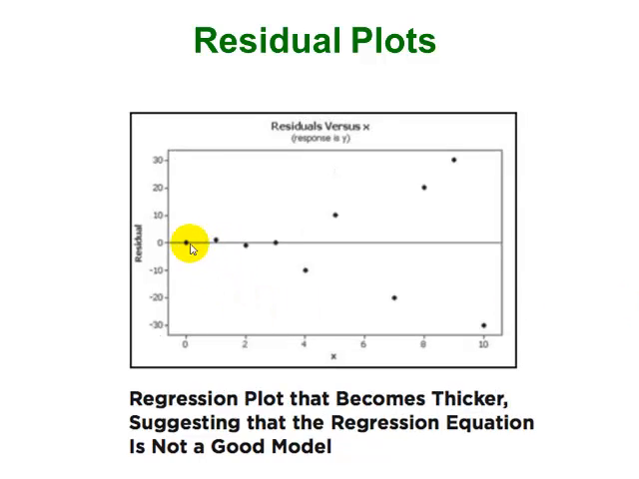Here's one where we start out over here with the points being very close, the residuals being very small, and then as we go out this way, they get much bigger. So the plot is becoming thicker. That says that the regression equation is not a good model.